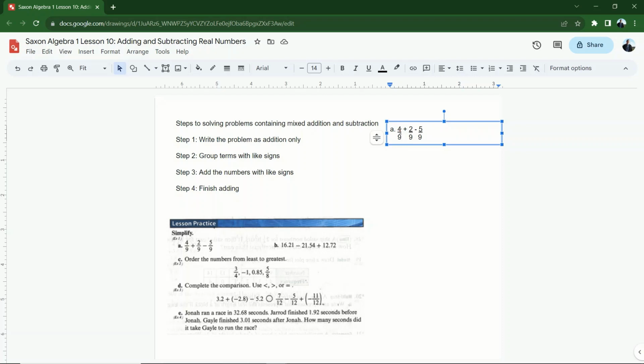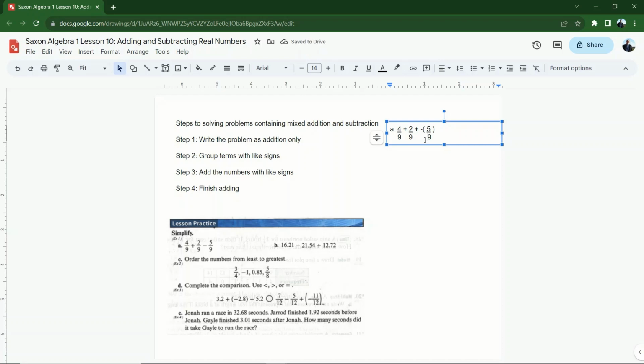So the first thing I'm going to do, I'm going to write it as addition only. That means I'm going to rewrite it, and I'm going to change this last one to plus the opposite of, and then put 5 over 9 in parentheses. So it's plus the opposite of 5 over 9. Now I don't have a great way of putting parentheses around that whole term. So I'm going to put parentheses on the outside here. And just so you know, it's important to realize that the parentheses is around the whole 5 ninths. It's on the top and the bottom.